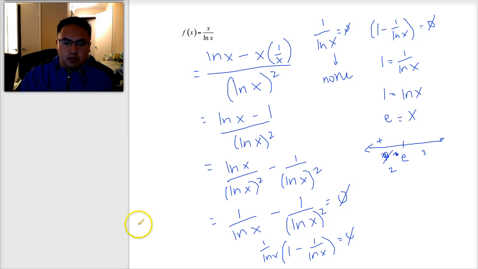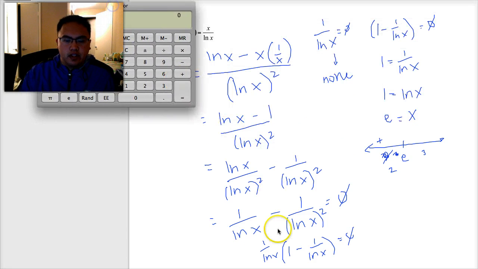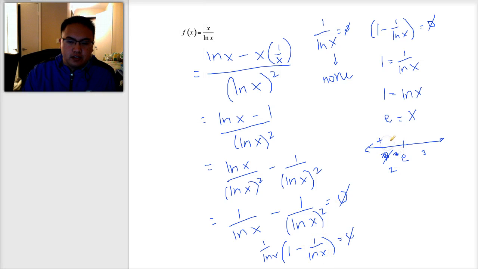Let me pull up a calculator so you guys can see what I'm talking about. Here's my calculator. And then I have 1 minus ln x, so let's do ln of 2. I'll just simplify it to 0.69. 1 divided by 0.69 is 1.44. 1 minus 1.44, you'll know that's a negative. So that means this whole side right here is negative.